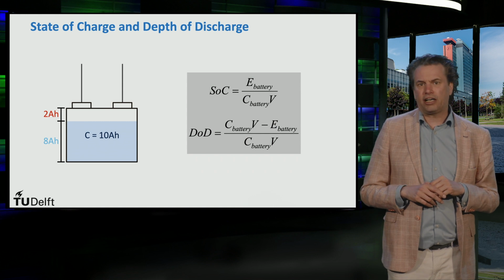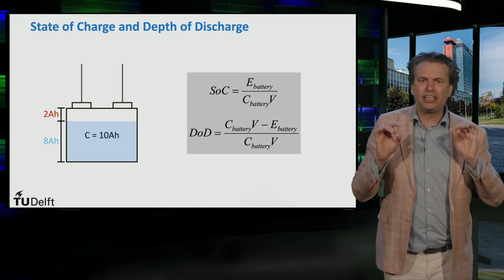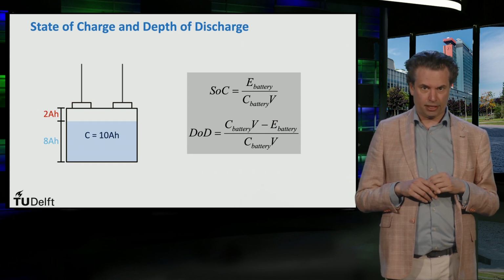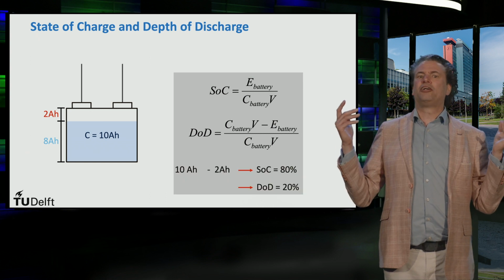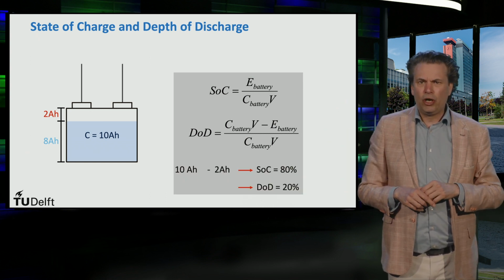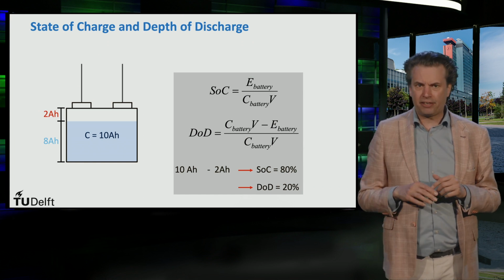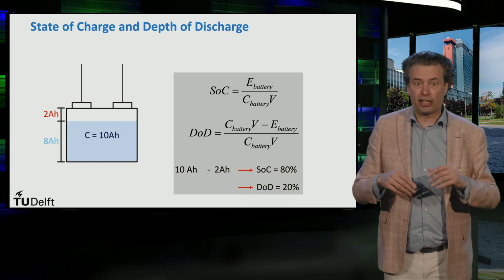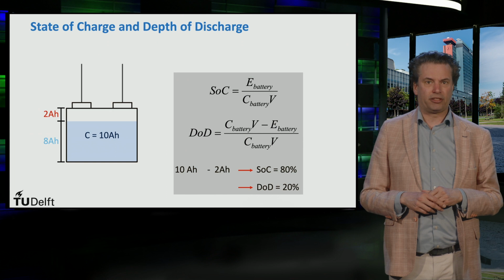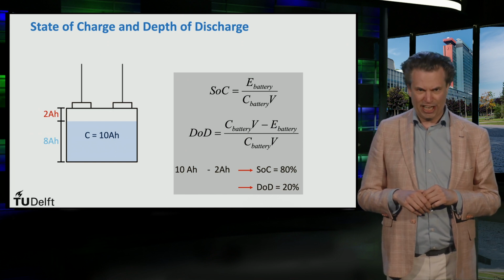The state of charge and depth of discharge values are an important battery parameter that is used often in PV system designing. As an example, consider a 10 amp hours rated battery which has been drained by 2 amp hours. For this battery, it's said to have a state of charge of 80% and a depth of discharge of 20%. From this we can see that both terms are complementary to each other.